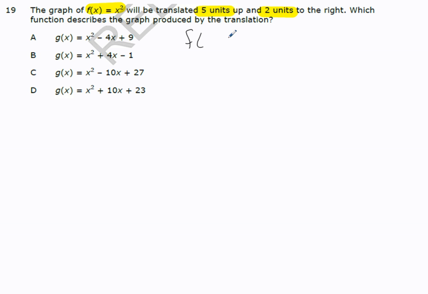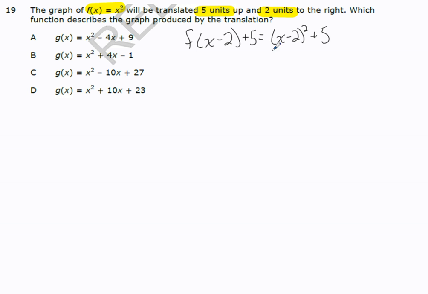When we go 2 units to the right, we have to do x minus 2. Remember, it goes the opposite direction that you think it would. It's making room to move right. So there's going to be x minus 2 there, and we're going to go 5 units up, so that's going to be plus 5 on the outside, to the output, to make it go up. All right, so we're going to put this in our function now. So where the x was, we put x minus 2. So that's going to be x minus 2 squared. And on the outside, we put the plus 5.